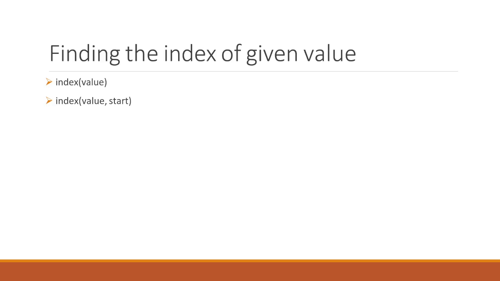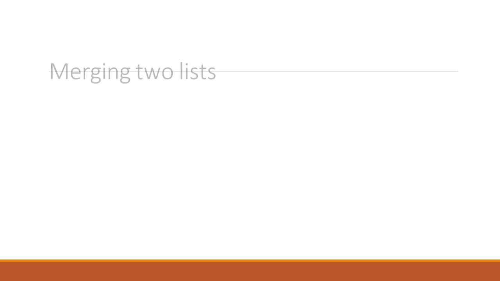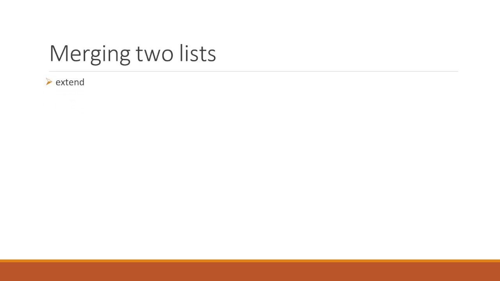Like that, here also we have given this index value comma start. Suppose we have 50 values. 50 values, and you know that the value is present after index 40. So why would you start from index number 0? Directly you will start from 40. So this will be your index value comma start. Again, after that, merging two lists. If you want to merge two lists, first we have the extend operator, next we have the plus operator. Okay, so let's go to the practical.